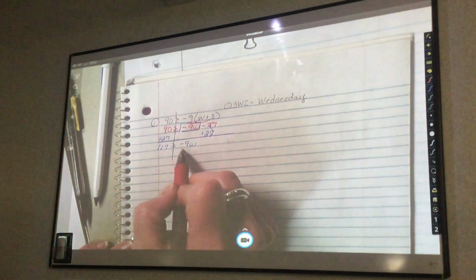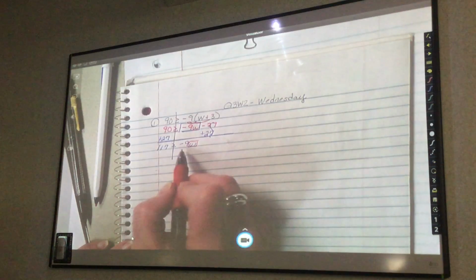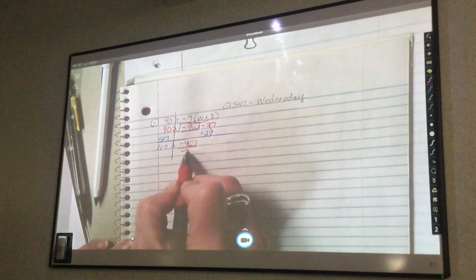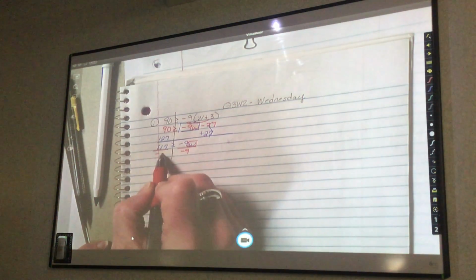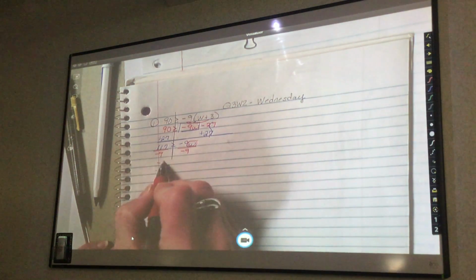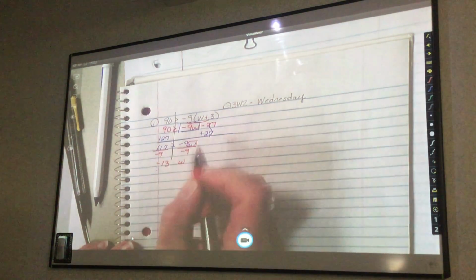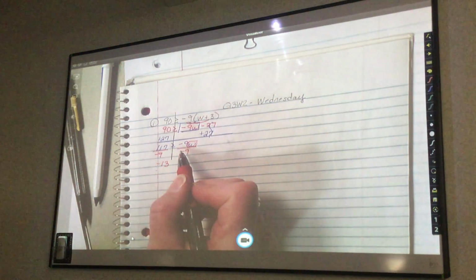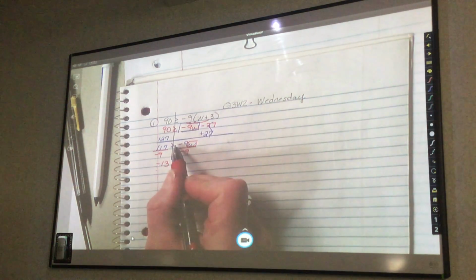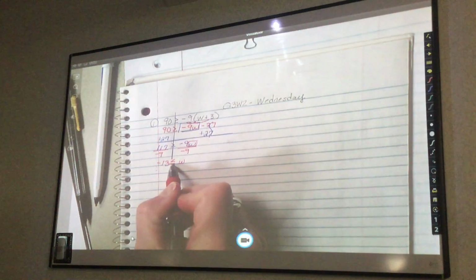Then I box up my W, and if this is multiplication, we do the opposite, which would be dividing by a negative 9. Dividing by a negative 9. 117 divided by a negative 9 is a negative 13. And then it's W. If you divide or multiply the end by a negative, don't forget to flip the inequality sign.